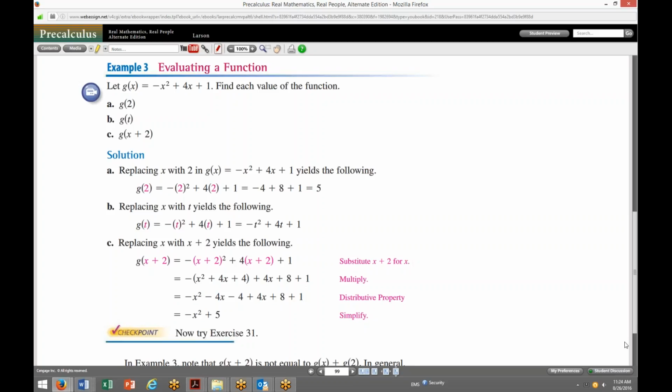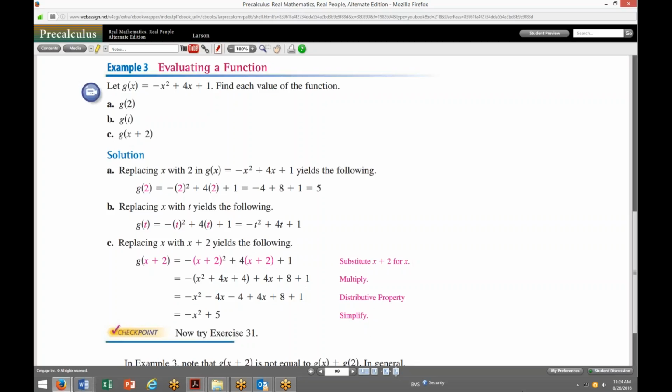And so this is a new function here, g of x. The function's name is g, and g of x is the output of the function. So g of x now equals y. And g of x is equal to, specifically, negative x squared plus 4x plus 1. And then the example evaluates 3 different values for the input variable. For part A is where x equals 2, part B, x equals t, and part C, x equals actually x plus 2. Perfectly fine.